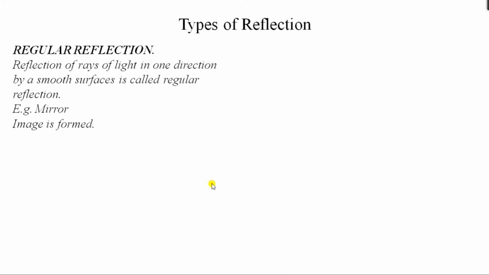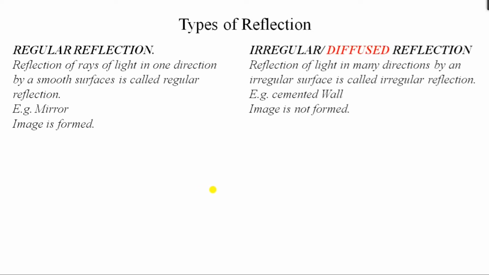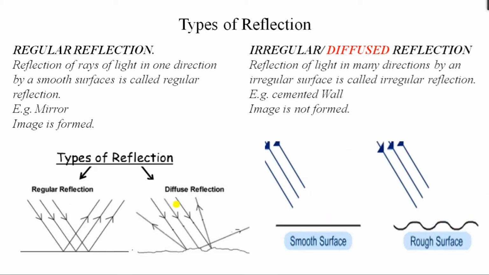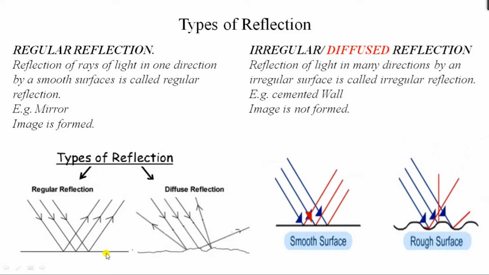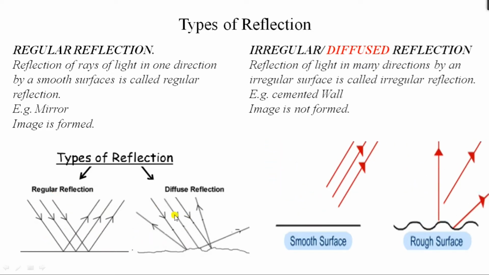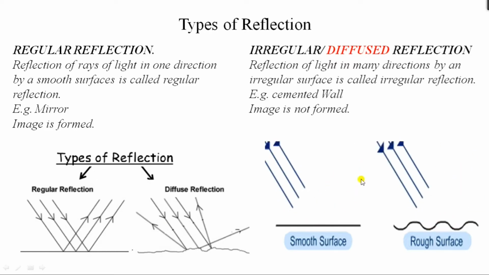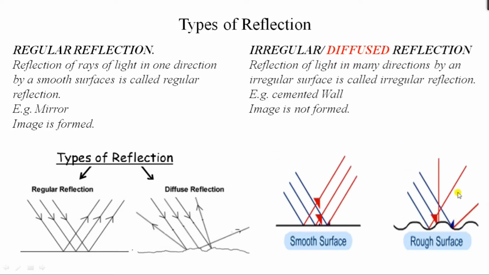There are two types of reflection. One is regular reflection and another is irregular or diffused reflection. In regular reflection, all the rays go in a particular direction after the reflection, but in diffuse reflection the rays go into random directions after the reflection. So in this picture you can see the light going into the same direction out here, and out here they are going into different directions.